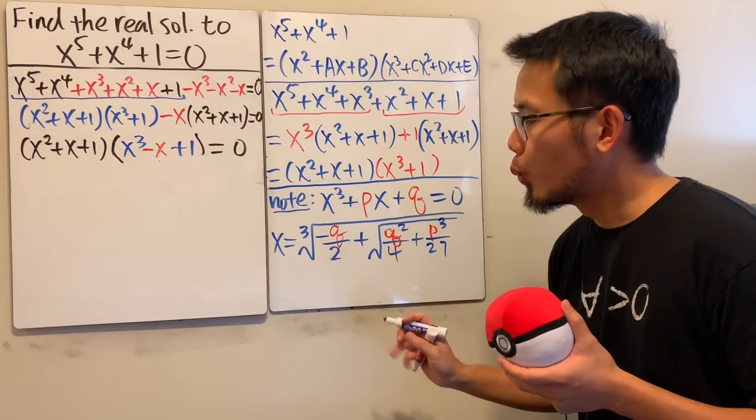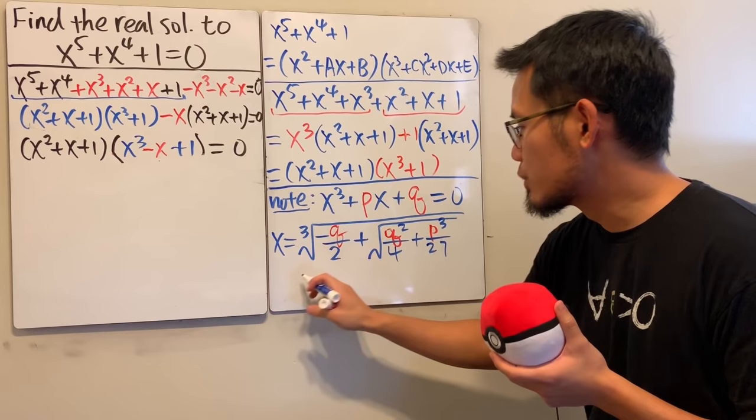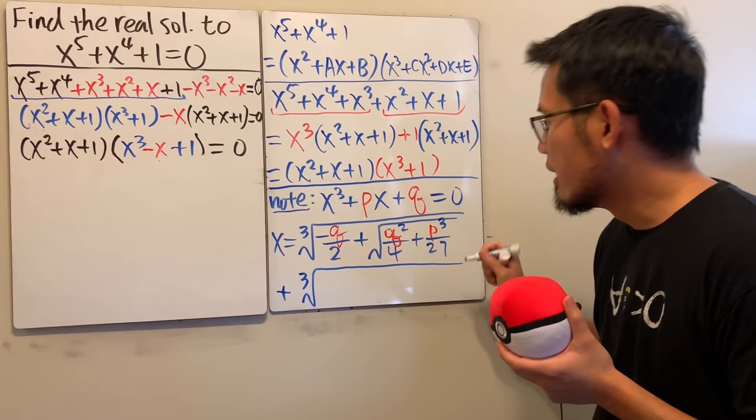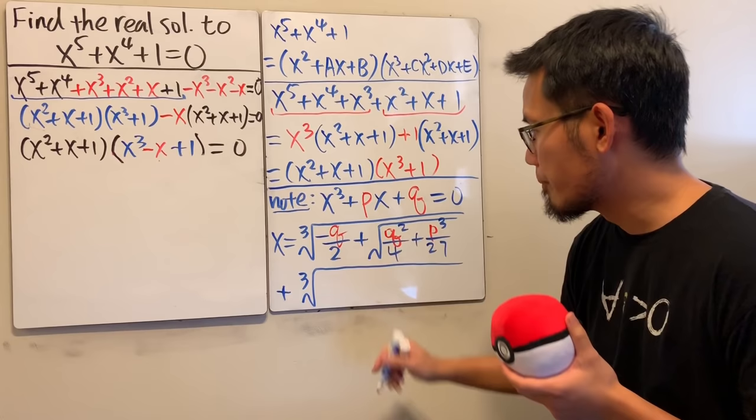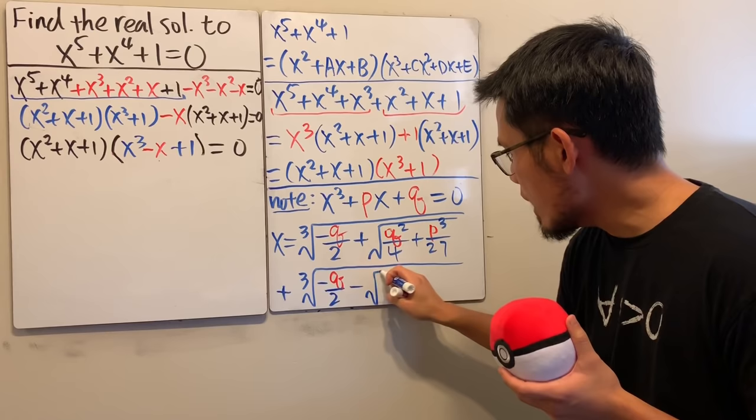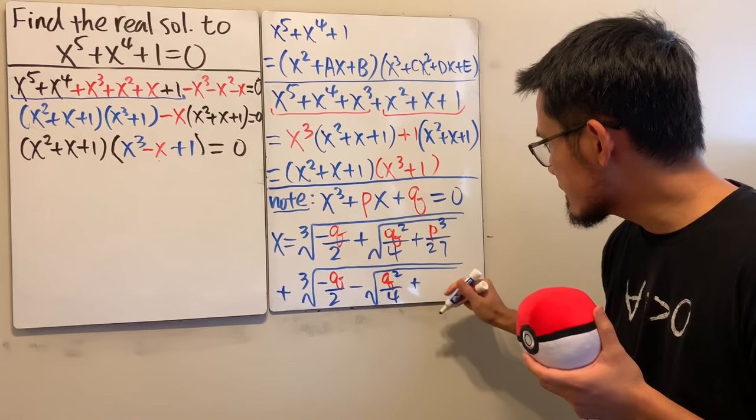We are not done yet, there's another part. But the other part is actually very easy, because we just have to combine this with pretty much the same thing, except for the plus right here, it will be minus, that's all. So inside here we have negative q over 2 minus the square root, and here we have the q squared over 4, and then plus p to the third power over 27, just like that.